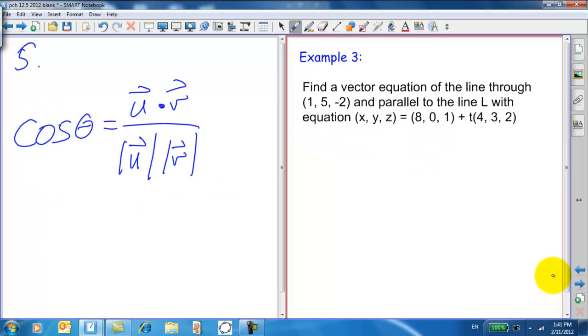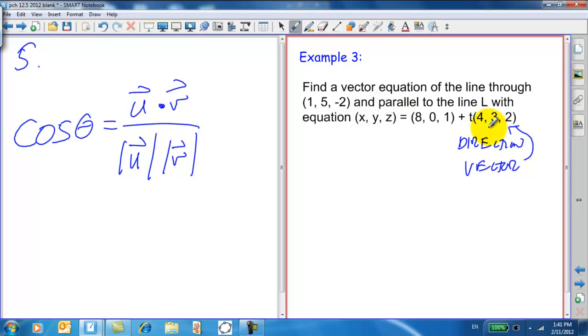So example 3, find a vector equation of the line through 1, 5, negative 2, parallel to the line with equation x, y, z equals 8, 0, 1 plus t times 4, 3, 2. Well, from our line L, this is the direction vector. So we don't actually talk about a slope. It's very hard to talk about a slope of a line in 3 space because you have it pitched to all 3 different axes. So we talk about a direction vector of the line. So if we keep the same direction vector, we'll create a parallel line to L.